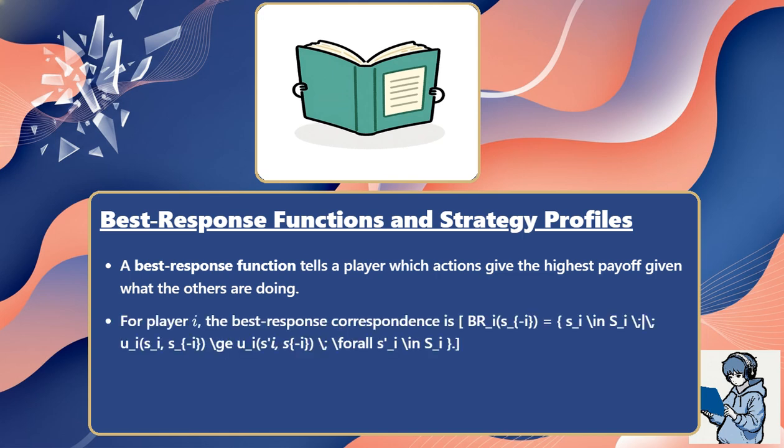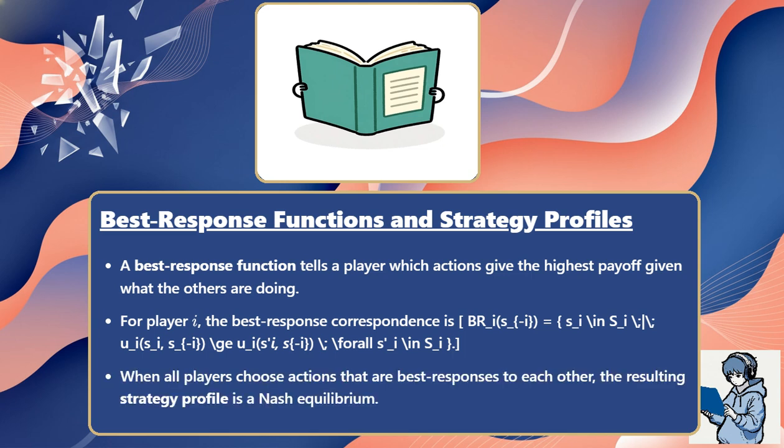For player i, the best response correspondence is BR_i(s_-i) equals the set of s_i in S_i such that U_i(s_i, s_-i) is greater than or equal to U_i(s'_i, s_-i) for all s'_i in S_i. When all players choose actions that are best responses to each other, the resulting strategy profile is a Nash equilibrium.